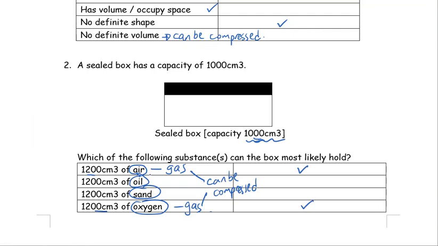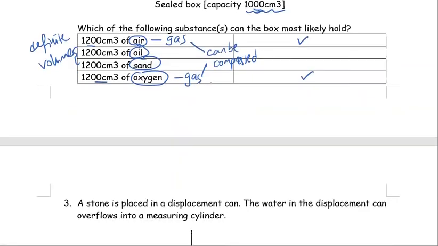But how about the oil and the sand? Now, oil and sand, they both have a definite volume, right? They have definite volume, so they cannot be compressed. So it is too much. It is more than what the box can hold. They cannot be put into the box. Okay, so this showed us that a gas can be compressed, so it can be put into a container of any size if you want.